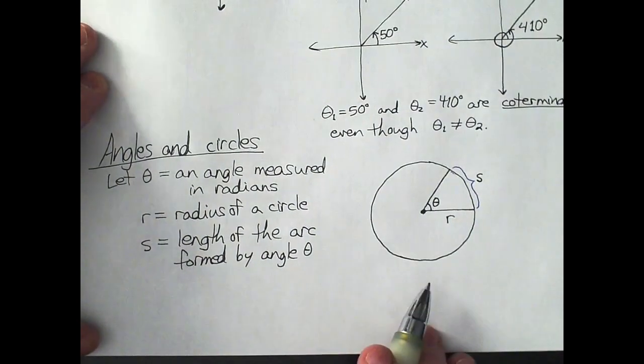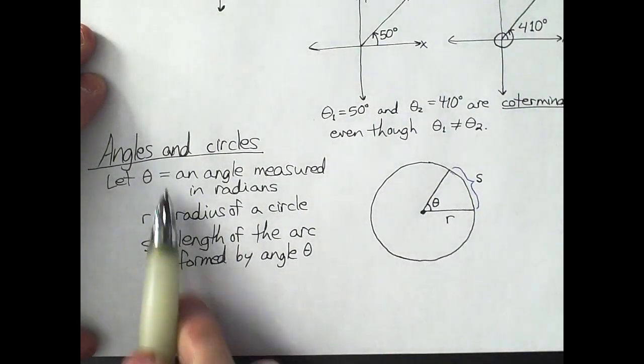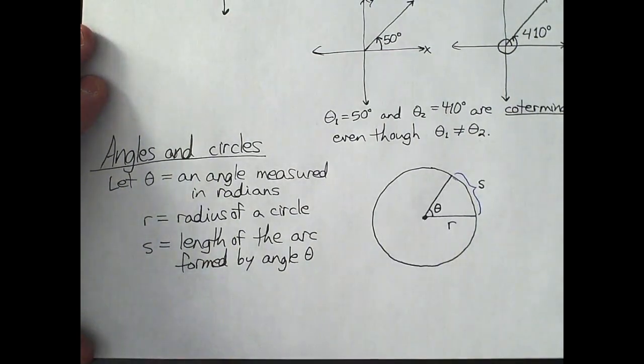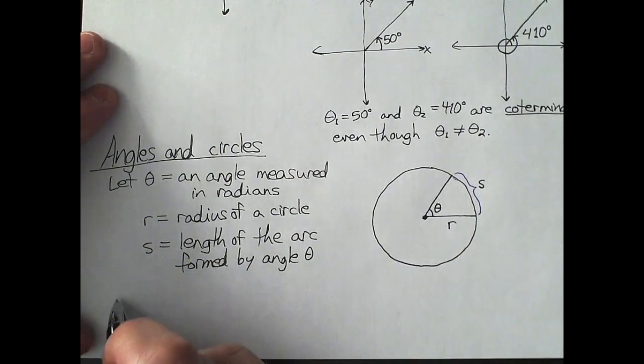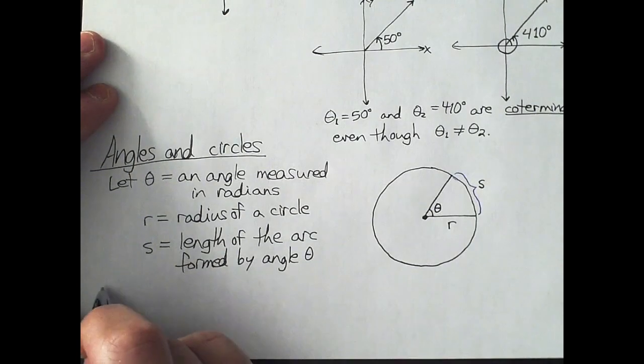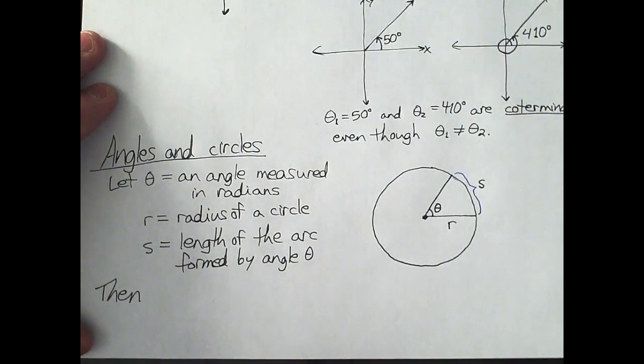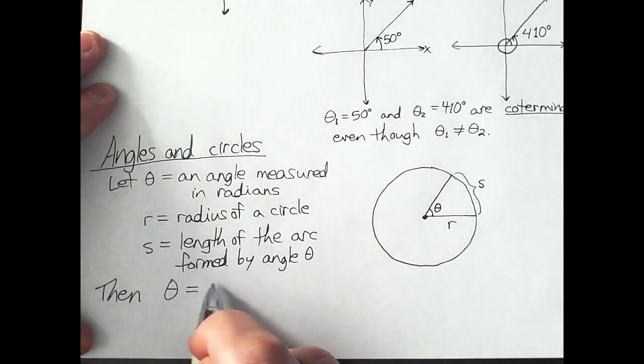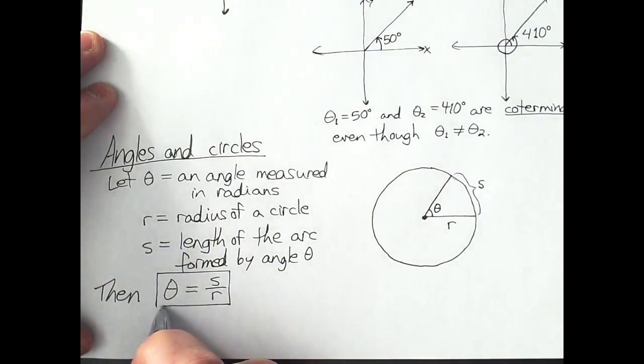All right. Now, how are these three quantities related to each other? They're three different numbers, and we have a simple formula for how they are related. It turns out that theta is equal to S over R. Simple formula.